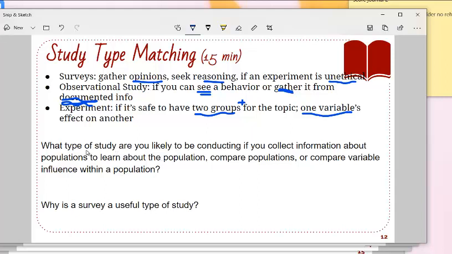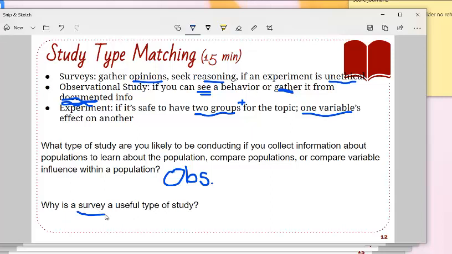So, quick overview. What type of study are you likely to be conducting if you collect information about populations, learn about the population, compare populations, compare variable influence within a population? My gosh, all that stuff. If we're doing something that big, that is definitely sounding like an observational study. So much data we can collect on people.